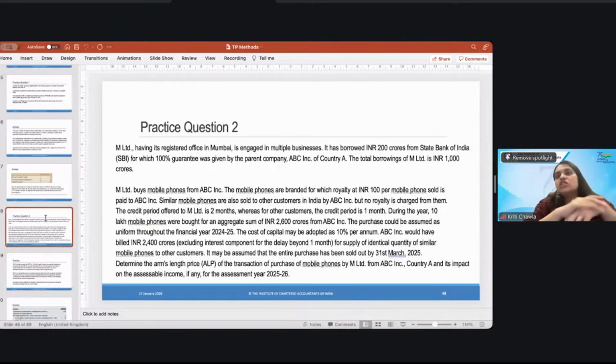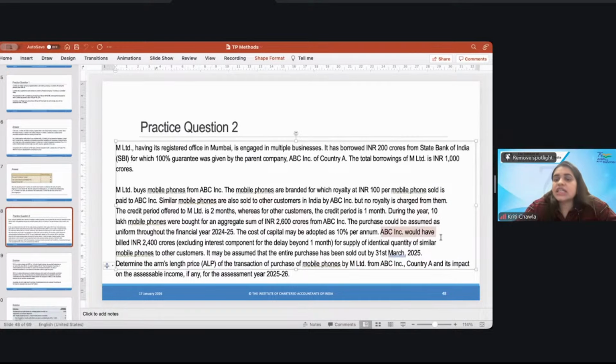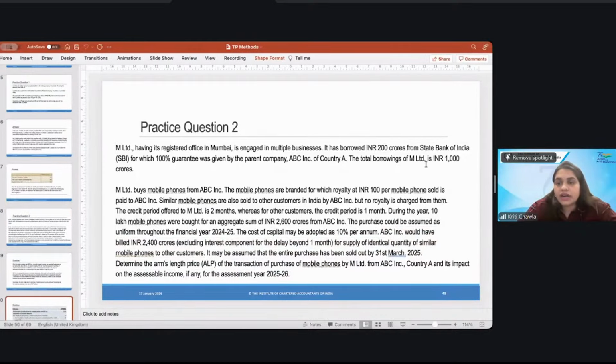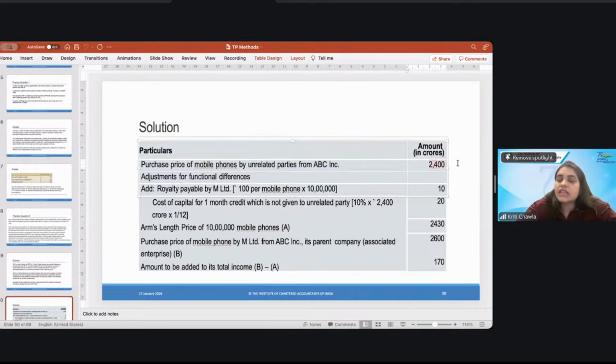So how do you start with the CUP method? Well, we start with the uncontrolled transaction, the independent party situation. In this particular situation, they say that ABC Incorporation would have billed 24 crores for supply of identical quantity of similar mobile phones to other customers. So this is the 2400 crores that you actually start with.